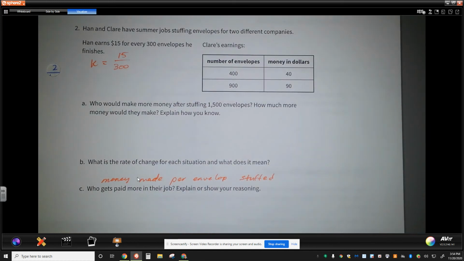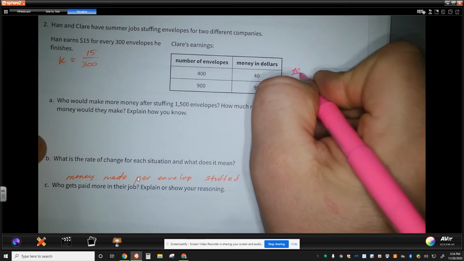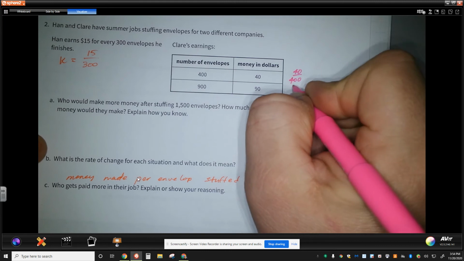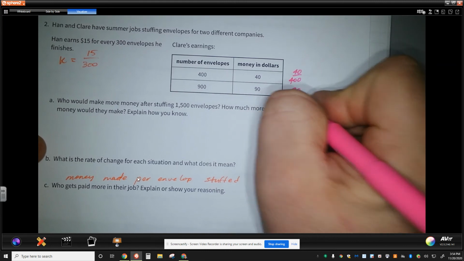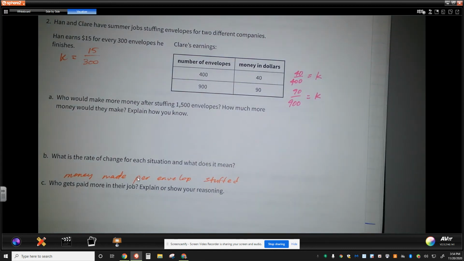So then the question is, what about Claire? What would hers look like? Well, you have two options. You can do the amount of money for this first one, 40 divided by 400, or you can do 90 divided by 900. Either way, both of these will equal the same value. So they're both going to equal K, whereas his K is going to be just a little bit different.